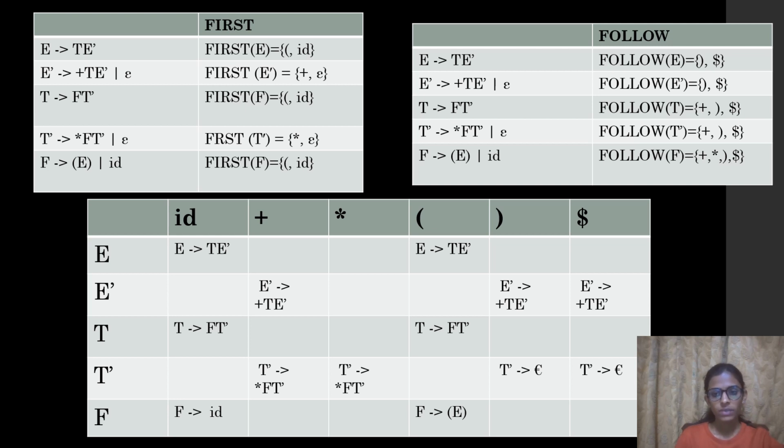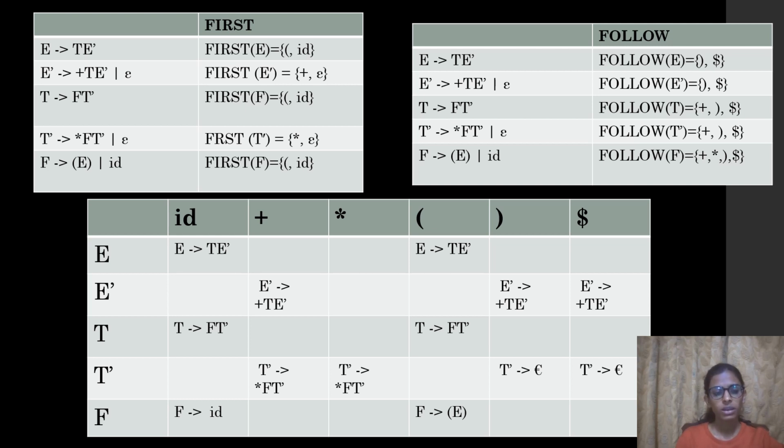And since we have epsilon naught, we place it in ) and the dollar, as shown in the predictive parsing table. We place T' gives epsilon naught in +, ) and the dollar symbol.